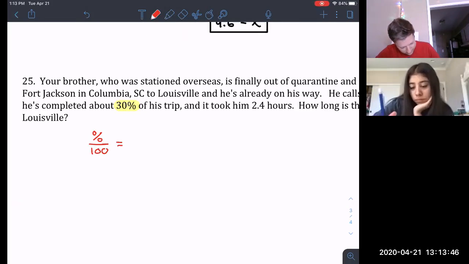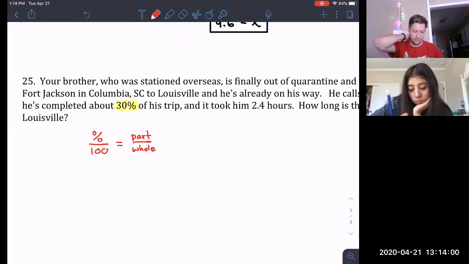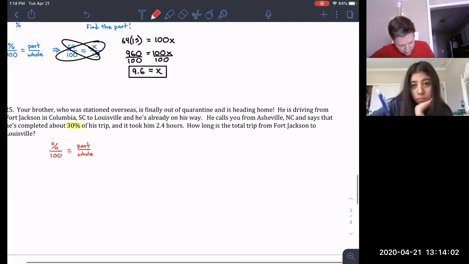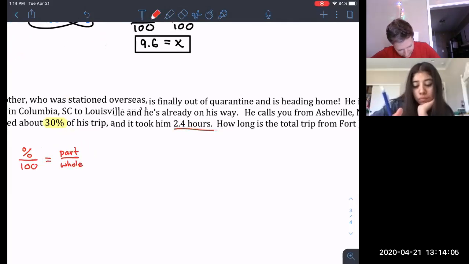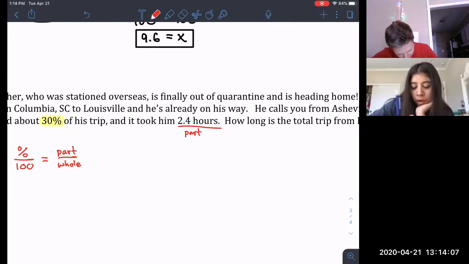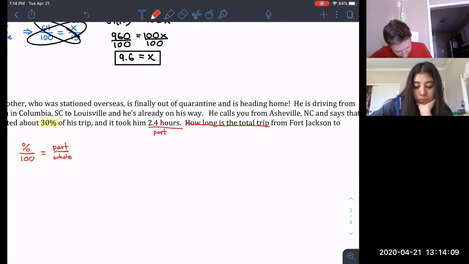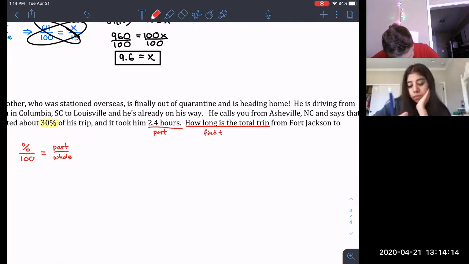The percent over 100 is equal to, and with story problems especially, I like to write it this way, not "is" and "of," because "is" and "of" is just like a shortcut. It doesn't make any sense to us. But the part and the whole, that makes sense. So he's done part of his journey, right? So this is the part, and they're asking for how long is the total trip. So basically find the whole thing. That's what they're telling us to do.